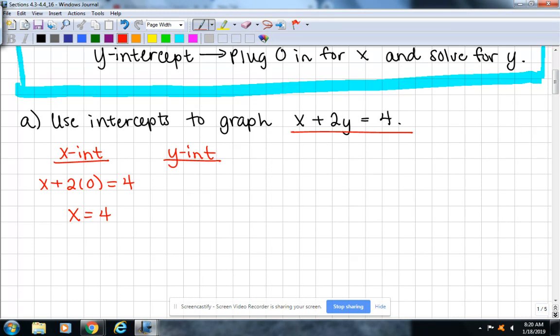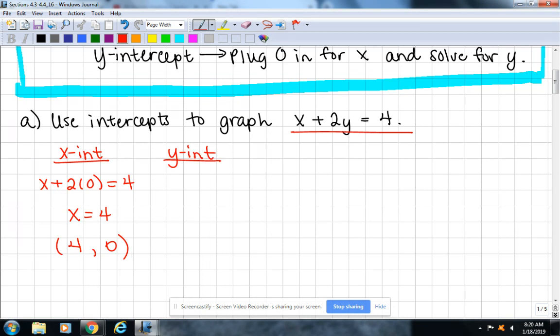So this line is going to be crossing the x-axis at 4. Make that an ordered pair. The x value is 4 because it says x equals 4. The y value is 0 because that's what I plugged in for y. And all y's are 0 on the x-axis. So there's my x-intercept, (4, 0).